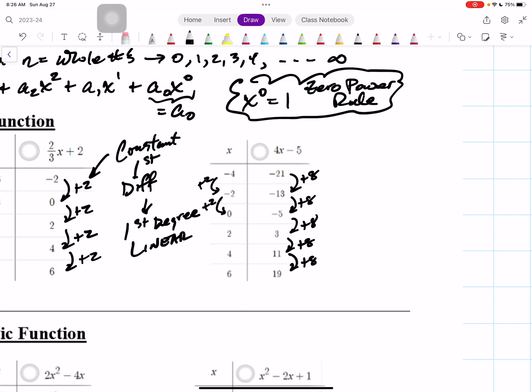And again, we have a constant first difference. What does that imply? It implies that we have a first degree linear function. So it's a constant first difference, constant rate of change. In fact, let me write that again, just so you guys understand the flow and the logic here. The constant first difference means that we have a constant rate of change, and that implies that we have a linear function.